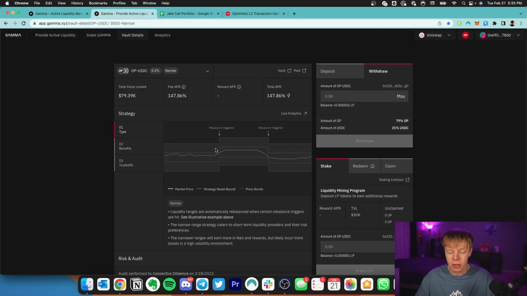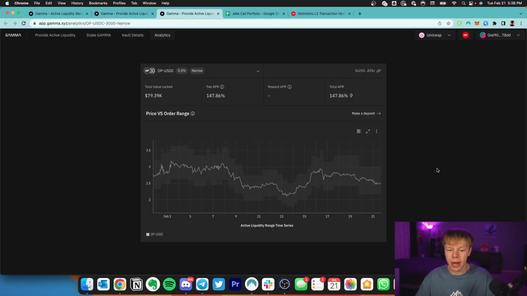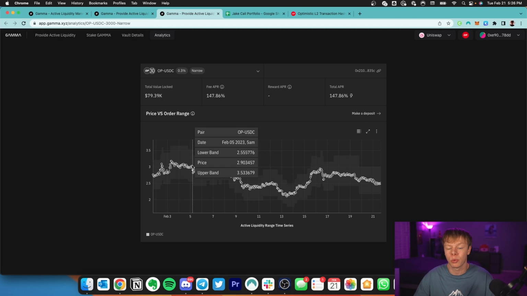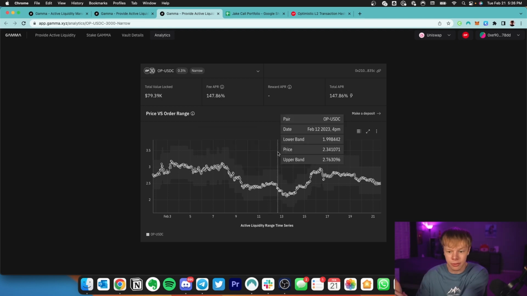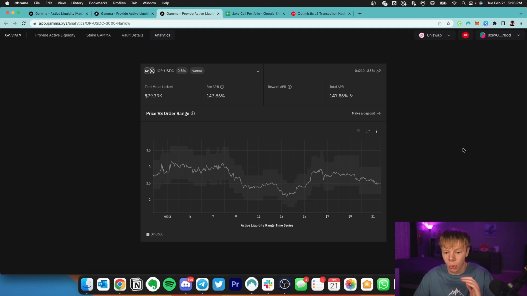Now, one thing I do like about Gamma though is it actually shows you examples and live analytics of these different pools. So as you can see, it will show you an example of when rebalances are triggered and when it will actually adjust the ranges of these pools. So if you take a look at this chart right here, the line is going to be the price of this pair, and then of course this light gray area is going to be the range of this pair. And then the dark gray area is going to be outside of the range. So as you can see in this specific pool, the price is consistently in this range. But the trade-off is, of course, impermanent loss.